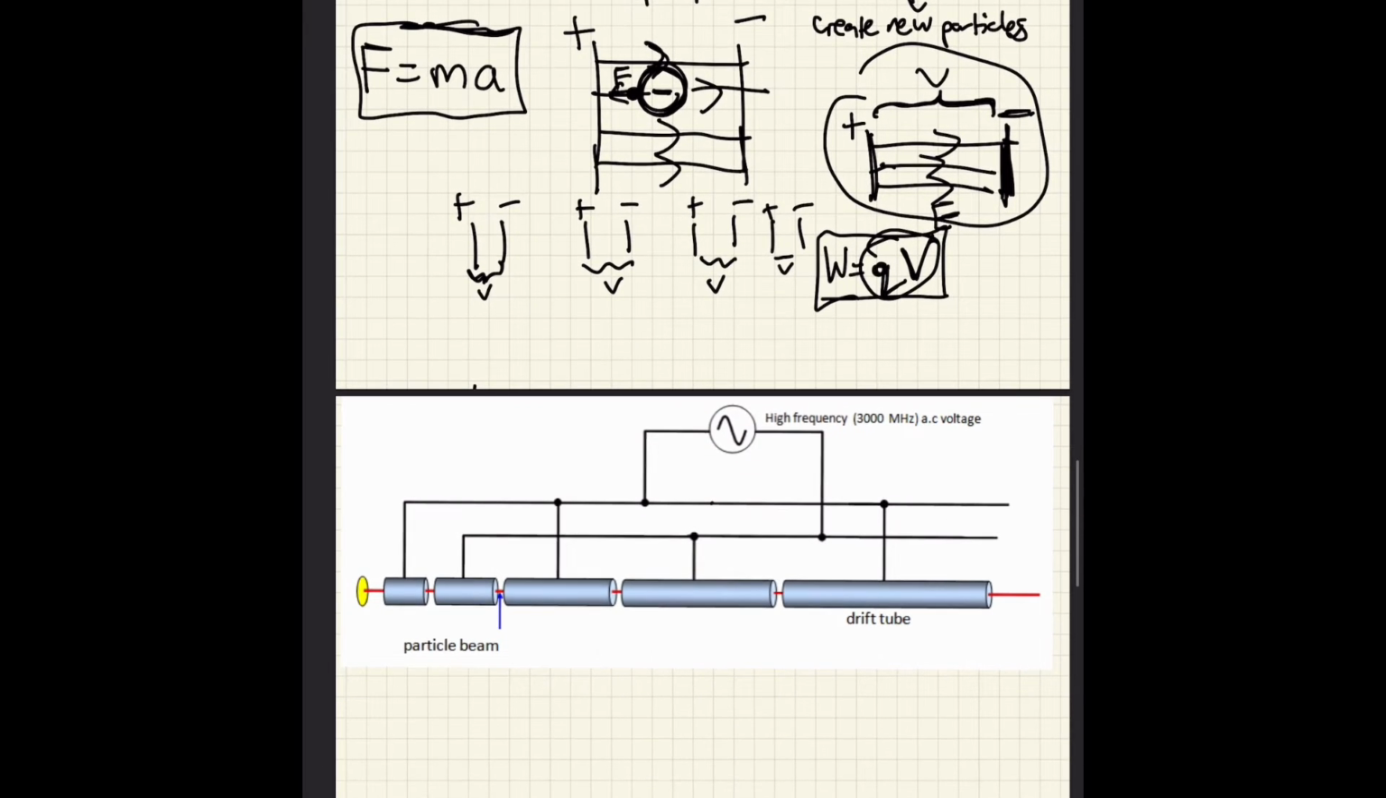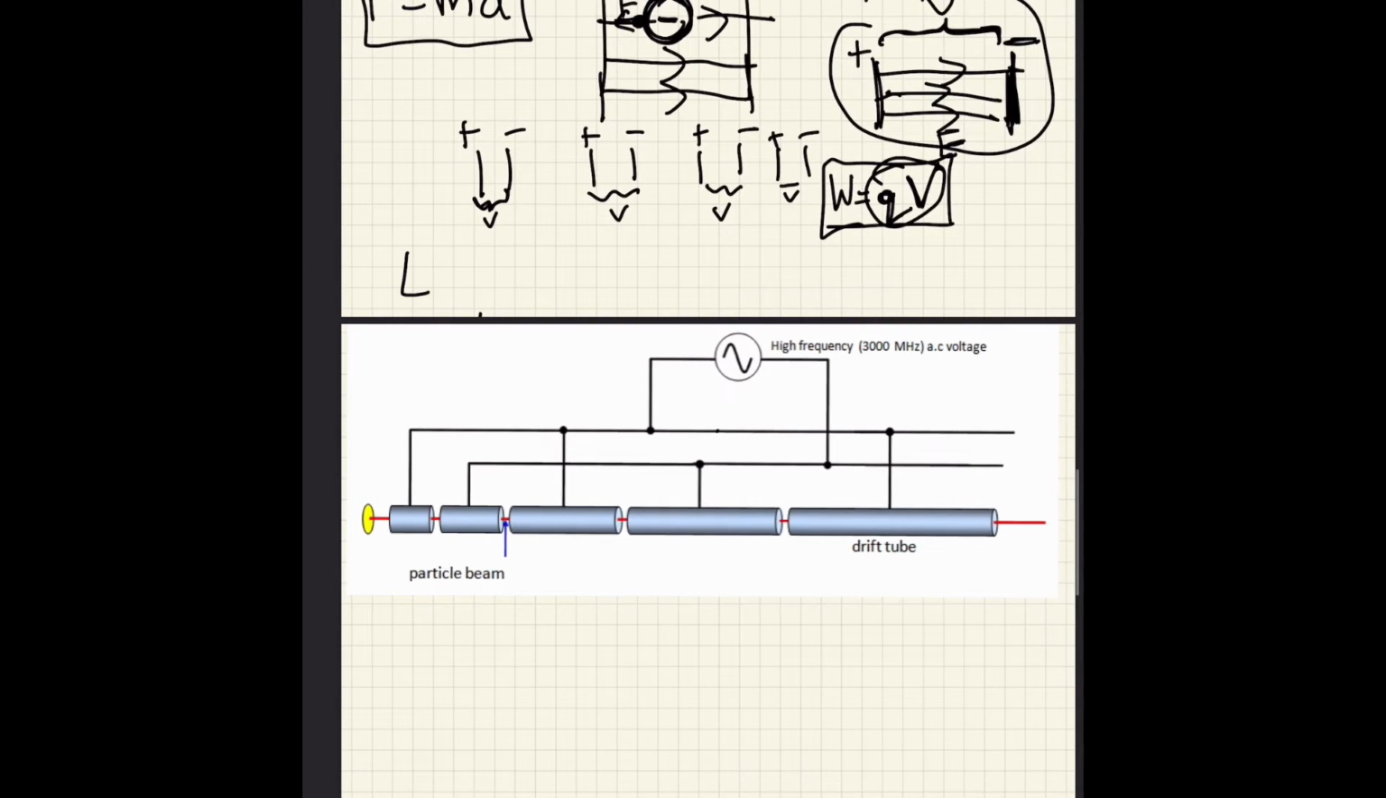And so that's the main principle behind a particle accelerator. You want to accelerate across a potential difference many times. So the simplest one is a linear particle accelerator called a LINAC. LINAC stands for linear accelerator. Okay? And so you basically accelerate in a straight line.